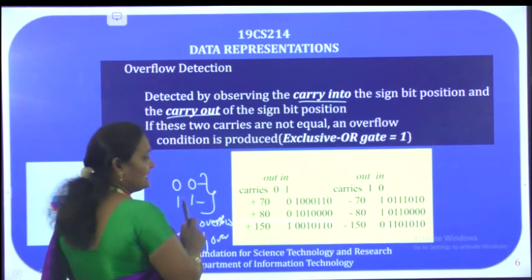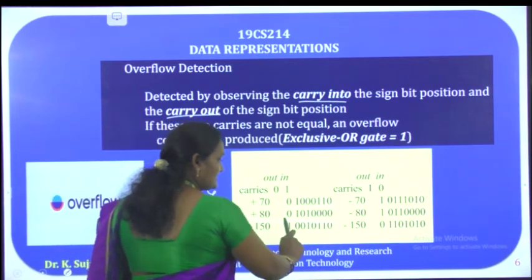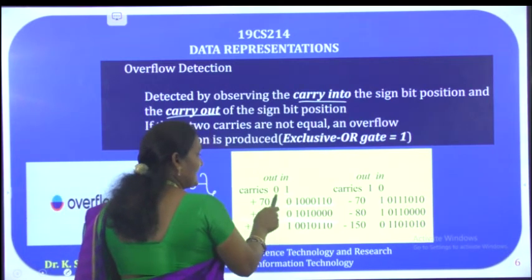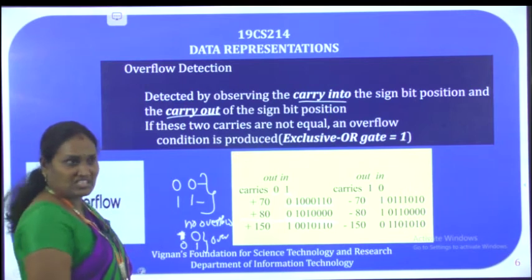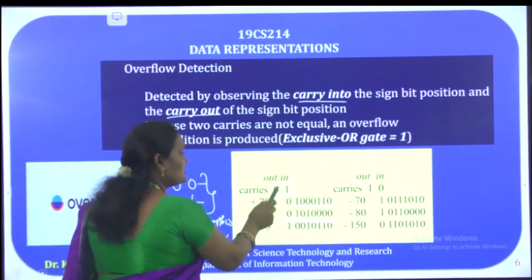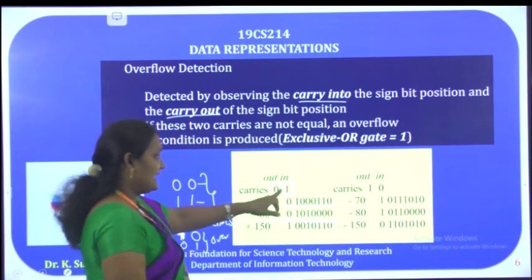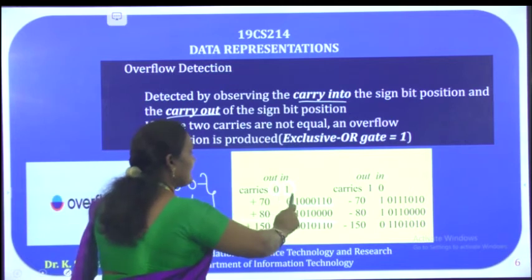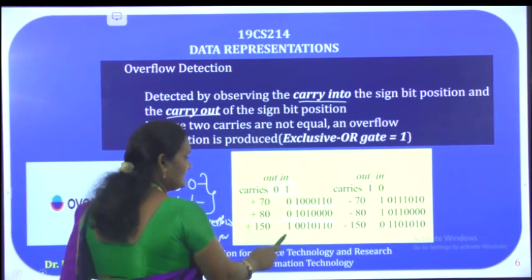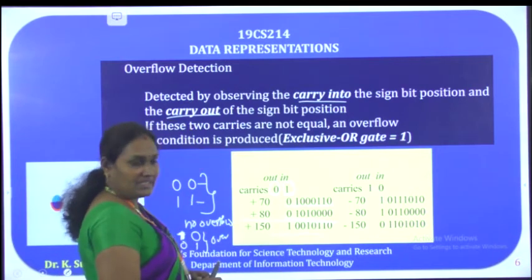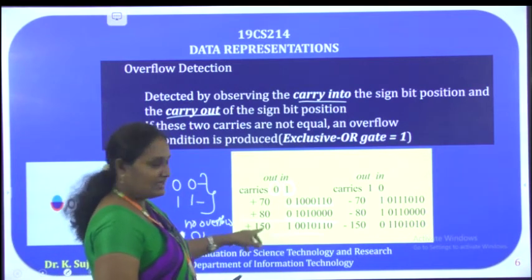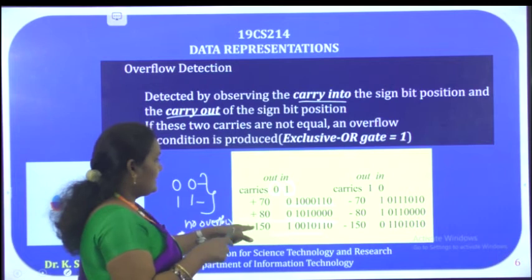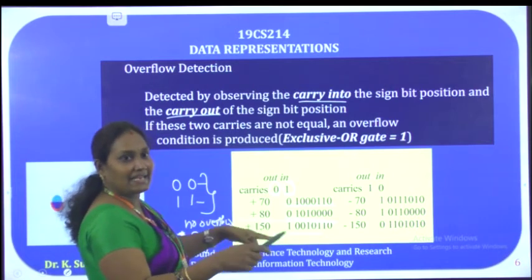If we add plus 70 and plus 80, plus 70 is represented like this, and plus 80 is represented like this. If I add these two, I'll get the carry into the sign bit position as 0 and the carry out of the sign bit position as 1. Since both the carries are different, we can say that an overflow occurred here. That is, we cannot accommodate 150 in the place of 70 or in the place of 80. We need an extra flip-flop for holding the entire result.